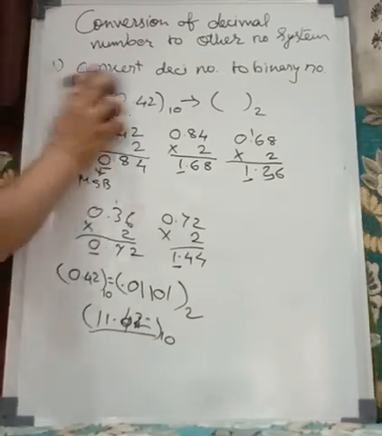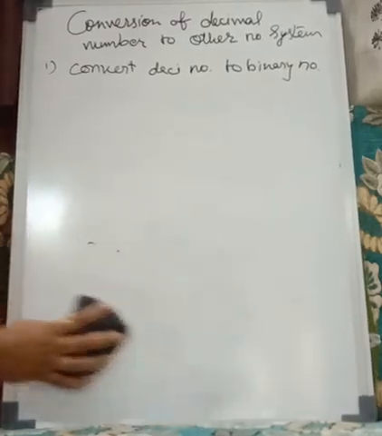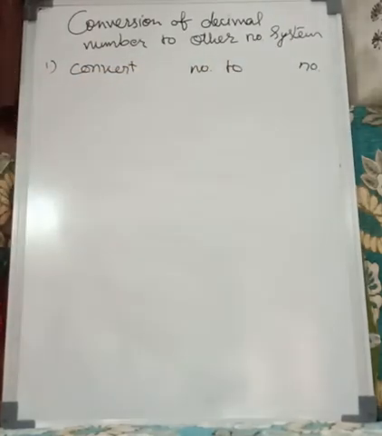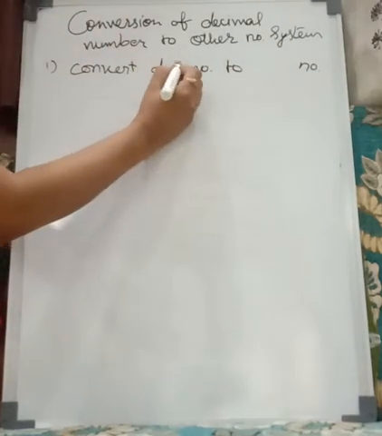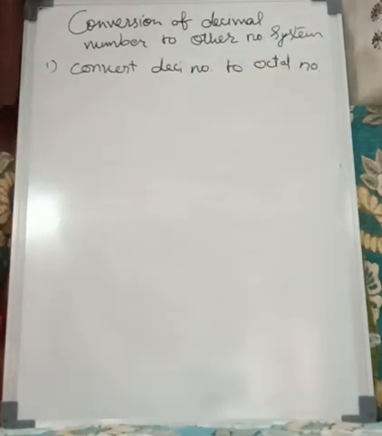Second, we are going to see the conversion of decimal into the octal number system. So now we are going to see decimal to octal. How are we going to solve this? Very similar to what we have done for the binary number system. Similar to the earlier case, we need to solve it.